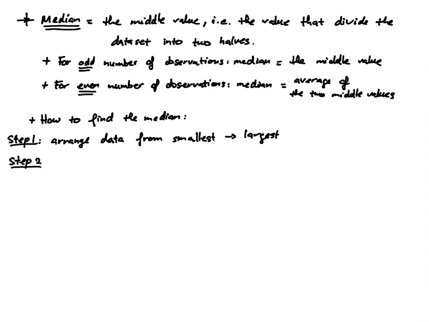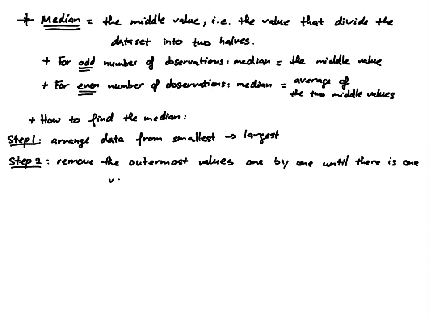Step 2, you want to remove the outermost values one by one, until there's one value or there are two values left in the middle.